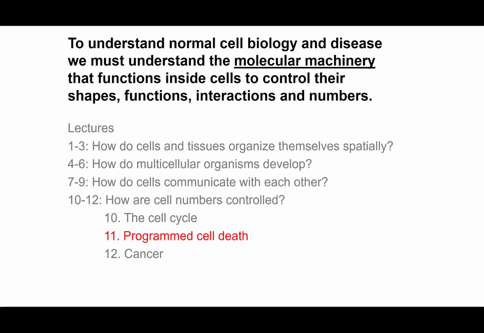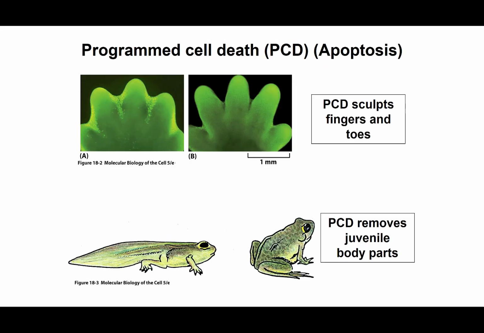This is the part of the course where we're talking about how cell numbers are controlled. And in this particular lecture, we're talking about programmed cell death. Programmed cell death as it relates to cancer was actually my area of research throughout my PhD and my postdoctoral fellowship. So believe it or not, your cells actually have programs by which they can activate to cause their own death.